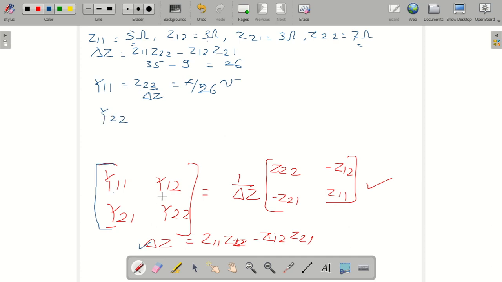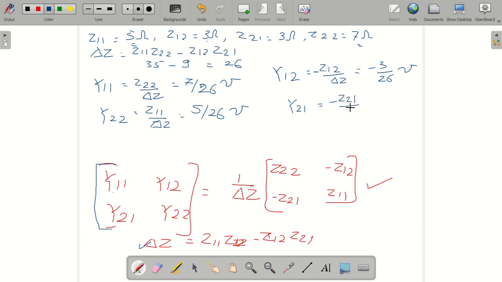Y22. Y22 equal to what? Z11 upon del Z. Z11 is what? 5. 5 by 26 more. Y12 equals minus Z12 upon del Z. Z12 how much? Minus 3 upon 26 more. And Y21 equals minus Z21 upon del Z equals minus 3 by 26 more.